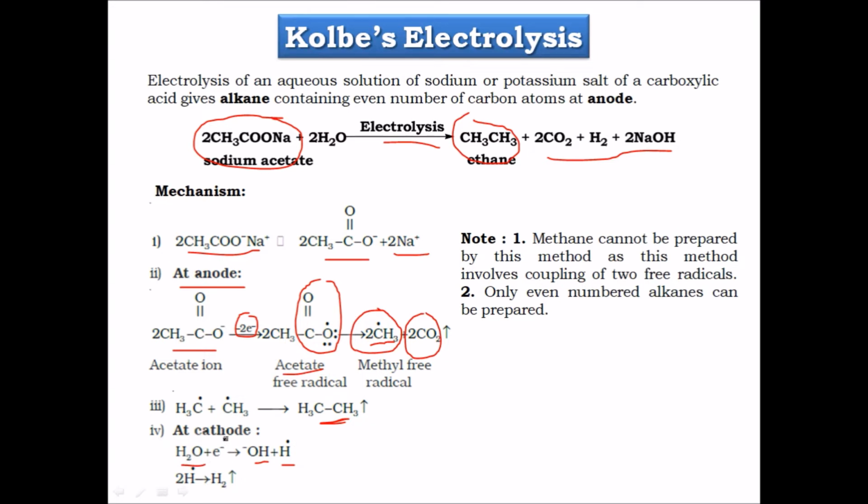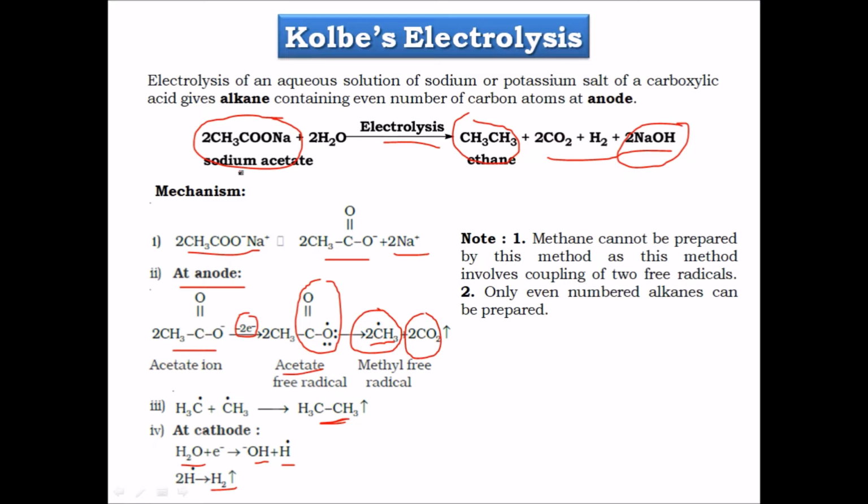The reason why H2O gains electrons more easily than Na+ is covered in the electrochemistry topic by using SRP values. By seeing SRP values and the overpotential concept, we can easily tell that H2O gains electrons more easily compared to Na+. So you get a hydrogen radical here, and two such radicals combine to form hydrogen gas. The two gases evolved are ethane at the anode and hydrogen gas at the cathode. The Na+ in the medium combines with OH- to form the byproduct NaOH. So sodium acetate upon electrolysis results in the formation of the alkane ethane, along with these byproducts.